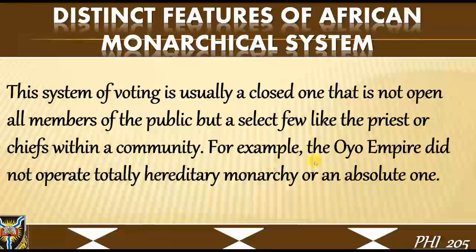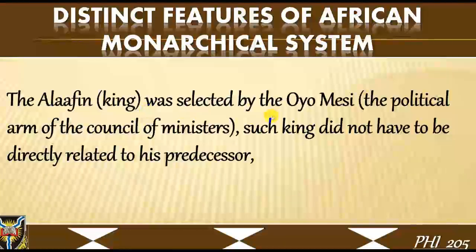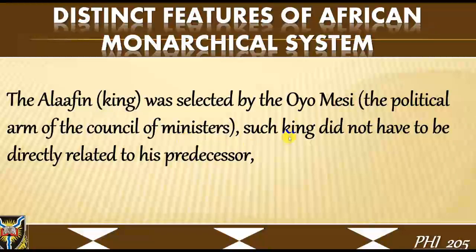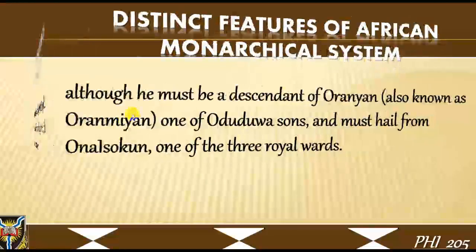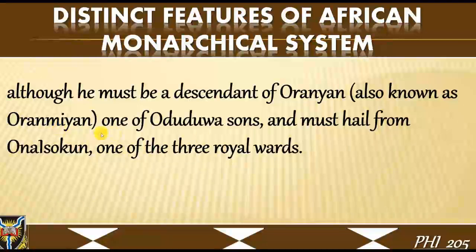For example, the Oyo Empire did not operate a totally hereditary monarchy or an absolute one. The Alaafin king was selected by the Oyomesi, the political arm of the Council of Ministers. Such a king did not have to be directly related to his predecessors, although he must be a descendant of Onoyan, also known as Onominyan, one of Oduduwa's sons, and must hail from Onoisokun, one of the three royal wards.